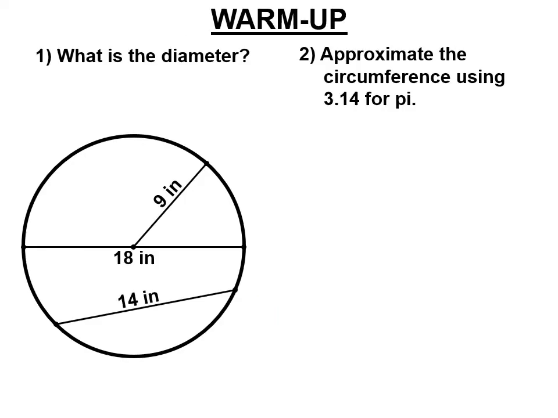Now, let's see if we know some vocabulary. So I've drawn this circle. What is the diameter of the circle? What number? Well, the diameter is all the way across through the center. So the 18 there is called the diameter.